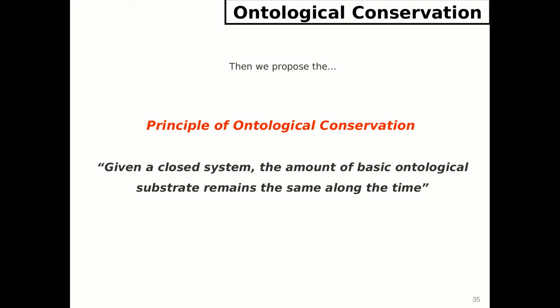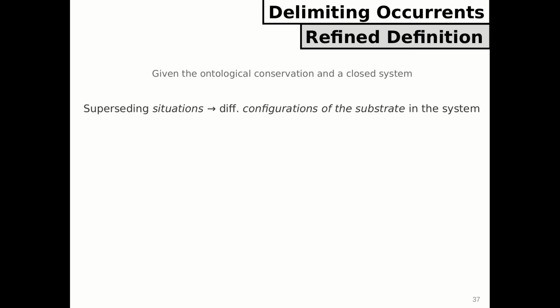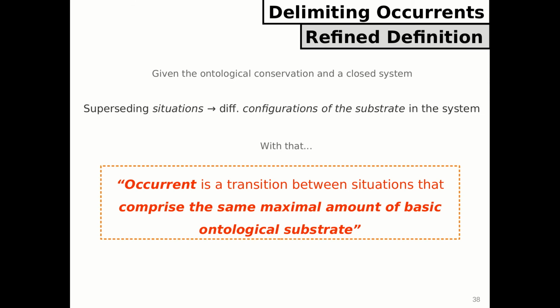That's inspired by the law of conservation of mass, and says that, given a closed system, the amount of basic ontological substrate remains the same along the time. Now we can go back to the issue of delimiting occurrents. Given the ontological conservation in a closed system, the situations that supersede one another within the system are just different configurations of the ontological substrate that's circumscribed by the system. And with that we can refine the definition of occurrent to say that an occurrent is a transition between situations that comprise the same maximal amount of basic ontological substrate.